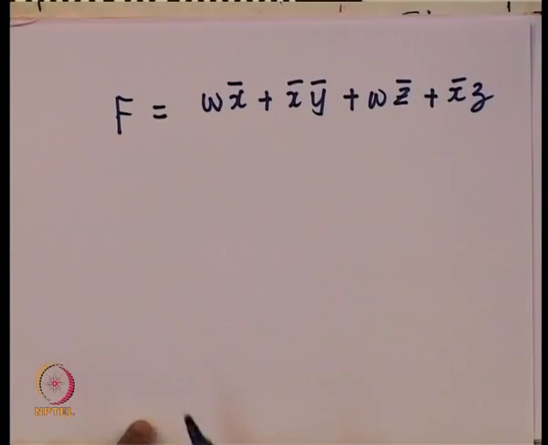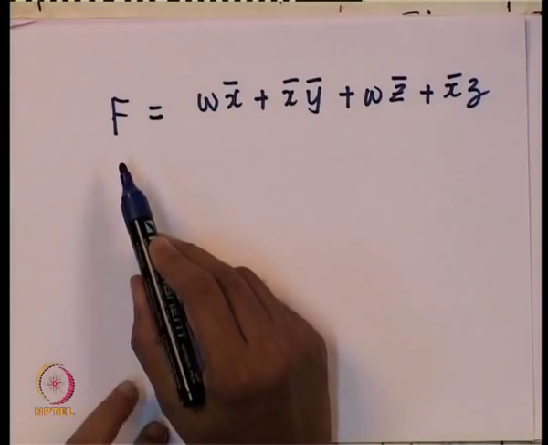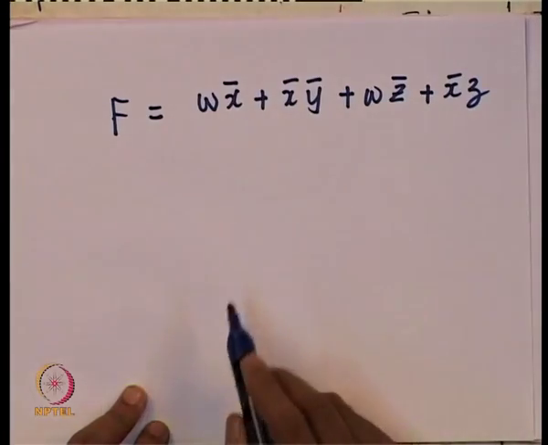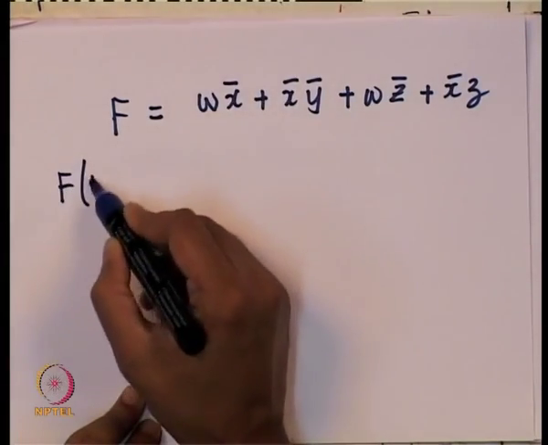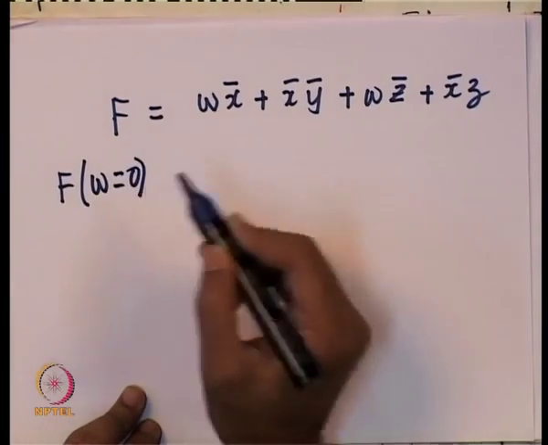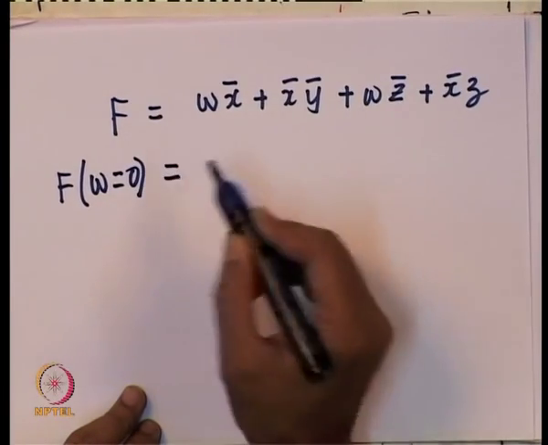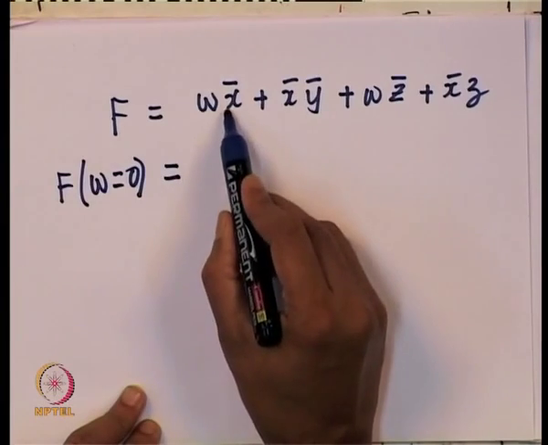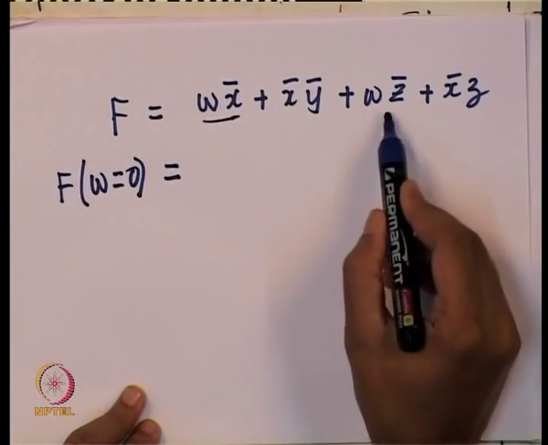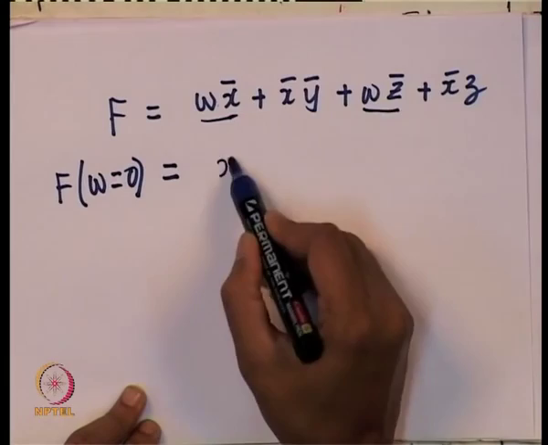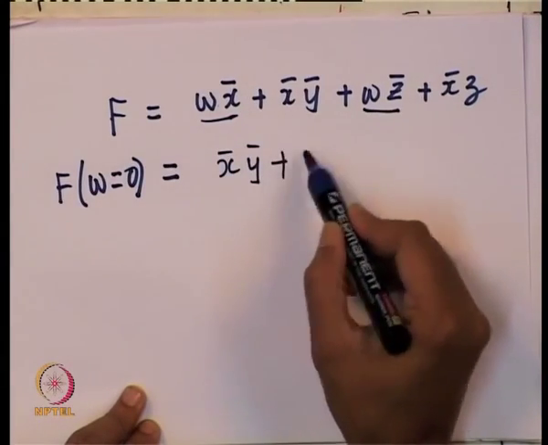So I have this function f, I have written that here. I will evaluate the function at w equal to 0. So this is my 0th cofactor. When w equals 0, this term is 0, and this term is 0. So, it is x bar y bar plus x bar z.